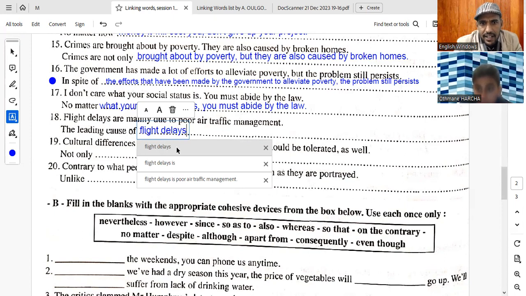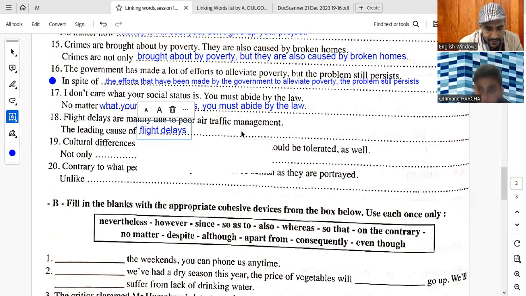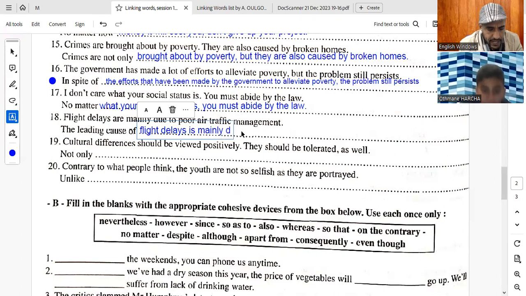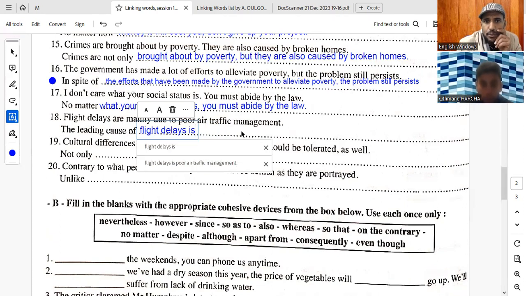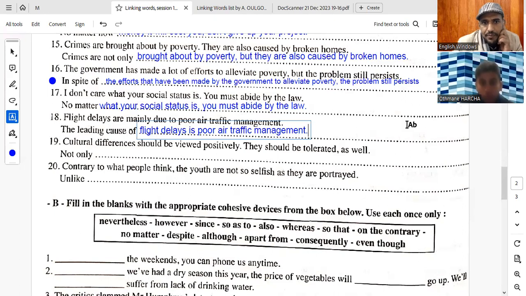Is mainly, right? Is mainly due, right? To, right? We say is mainly due to traffic management, you know, right? Delays, or is poorly... Poor traffic management, right? The leading cause of flight delays is poor air traffic management.